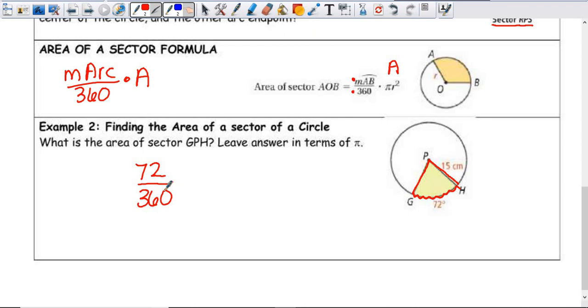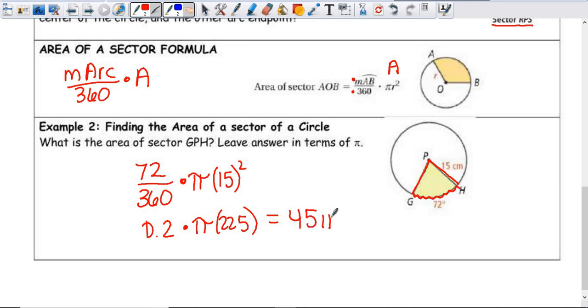And now, because I'm doing a portion of this circle's area, that's why this covers a portion of it, I'm timesing it by the area of this whole circle. So pi r squared. It actually gave me a radius in this case, so I can use 15 squared. Now, if we are leaving this in terms of pi, this ends up being about 0.2 times pi times 15 squared, which is 225, which ends up being 45 pi for my area of a sector.